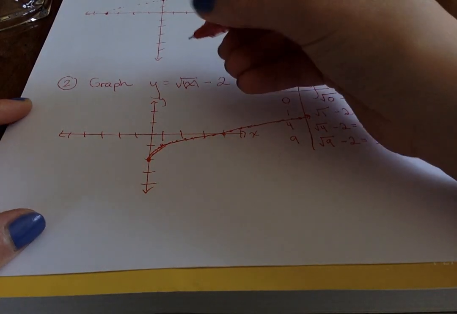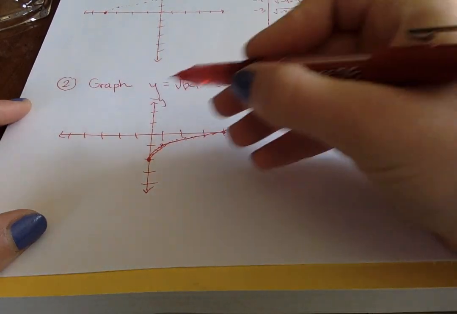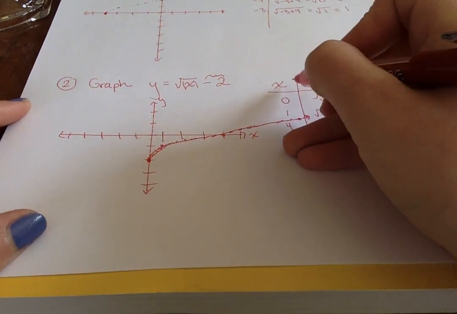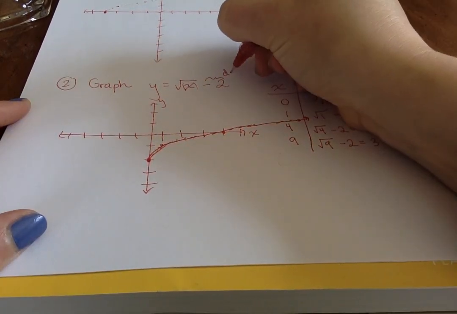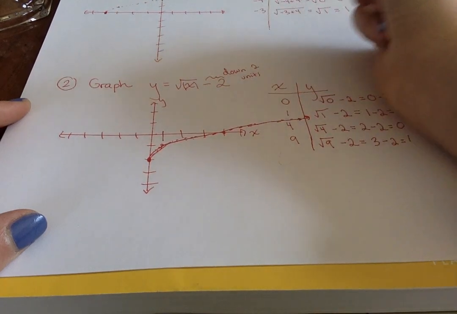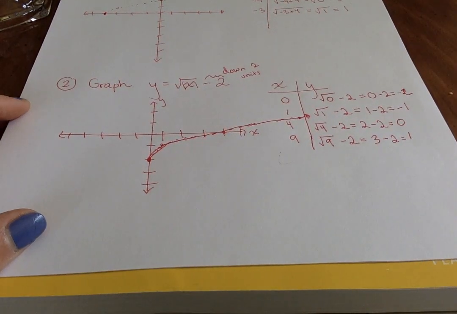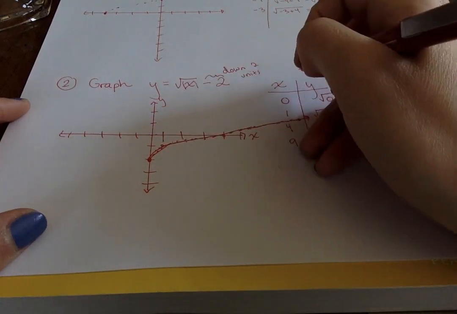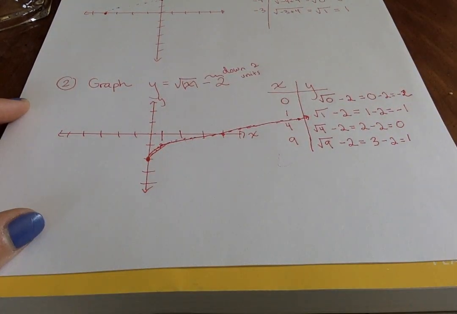You'll notice here too, this negative 2, what has it done to our parent function of the square root of x? It has shifted it down 2 units. So our work on transformations from the fall also comes in handy here because we had our normal square root of x function and then we shifted down 2 units.